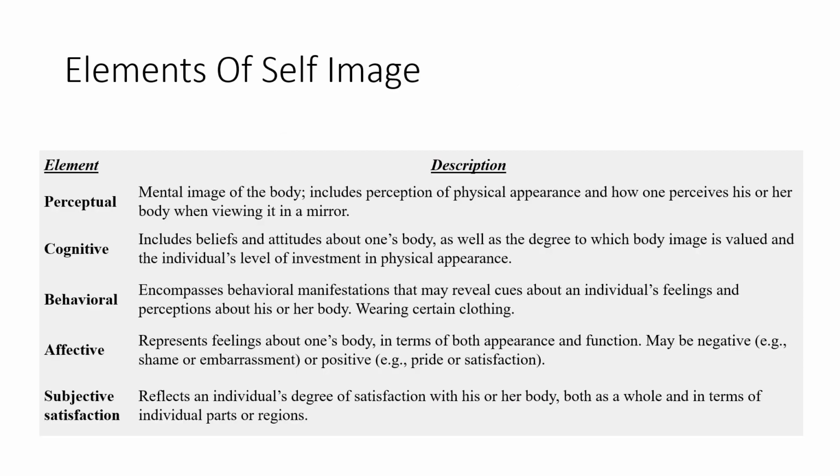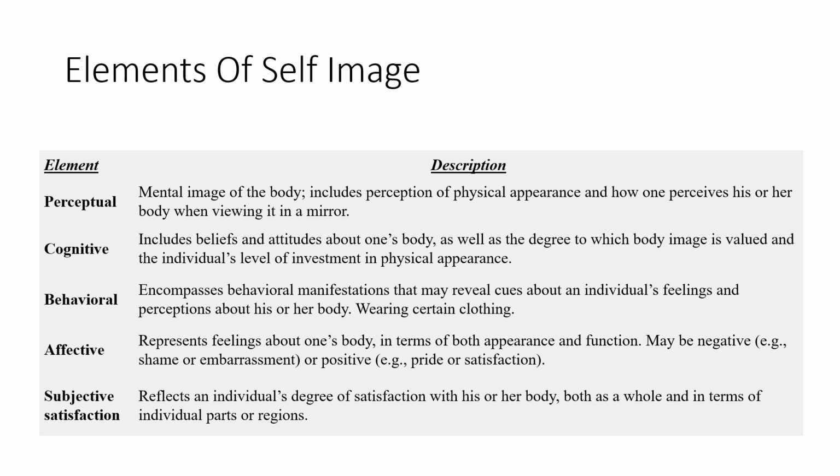Elements of self-image. I like these different elements. I like this block: perceptual, cognitive, behavioral, affective, and subjective satisfaction. The descriptions are here for you to read. Mental image of the body includes perception of physical appearance and how one perceives his or herself when viewing in a mirror. So that's like your perception. Some people see something that's not there, right?